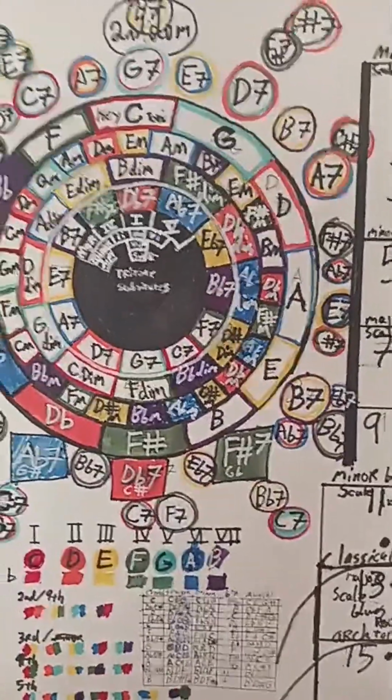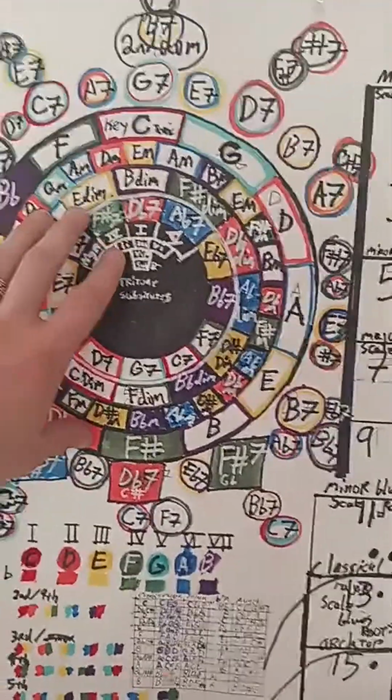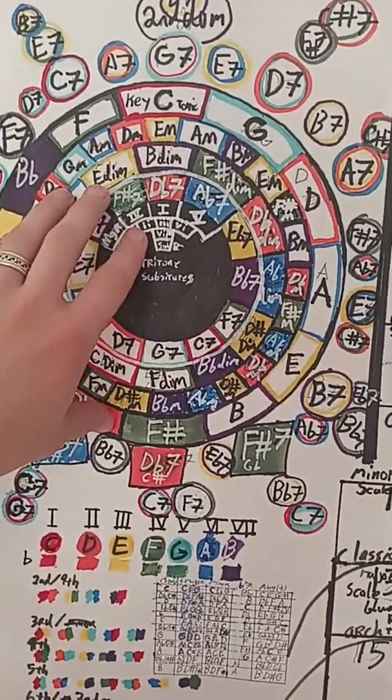That's why I really had fun creating this ultimate circle of fifths, because it really helped me figure out how to switch keys a lot easier.